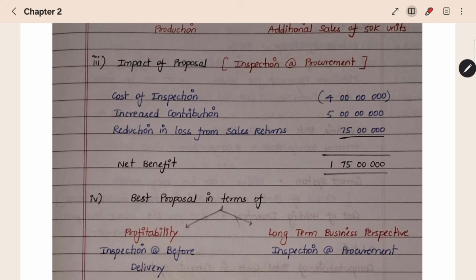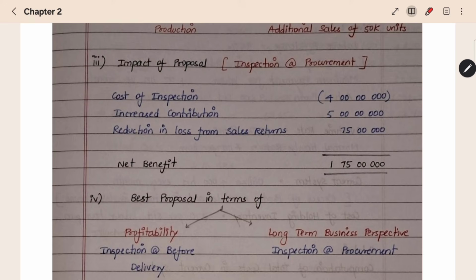There is no other additional cost here. No faulty production, so no faulty production cost also. That also will not be there. So this is the net benefit in this proposal number 3: cost of inspection, increased contribution, reduction in loss of sales returns. The net benefit is 1 crore 75 lakhs positive.